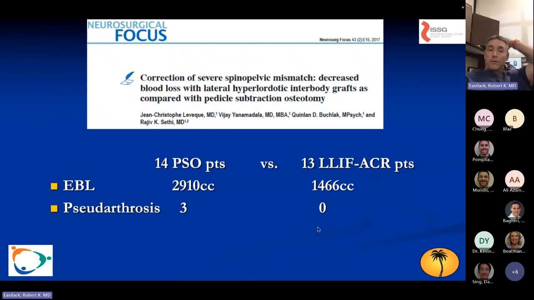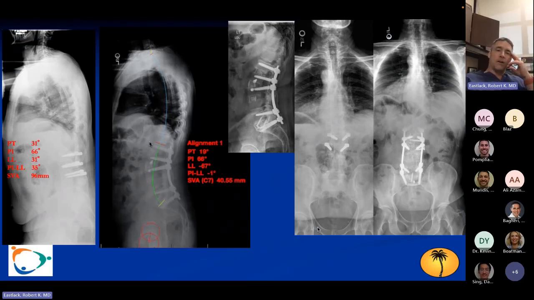The Virginia Mason group with Raj Sethi looked at a nice head-to-head match clinical comparison of 14 PSO and 13 lateral ACR sagittal plane deformity corrections. And you can see here a significant drop in EBL, and pseudoarthroses were less. Now, older techniques, I believe, with the PSO, not the full-right satellite rod type of constructs, but nonetheless, an interesting and well done head-to-head comparison that represented ACR as a very appropriate technique at the time.